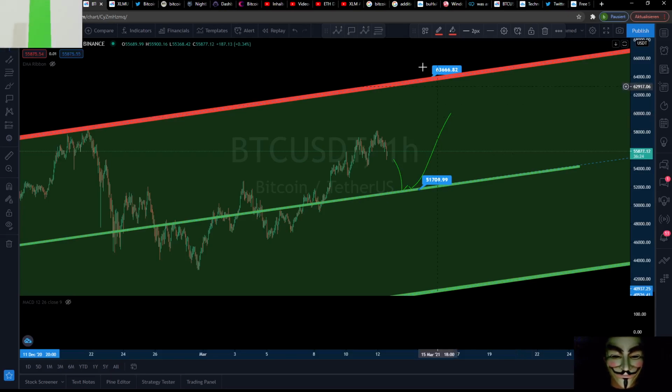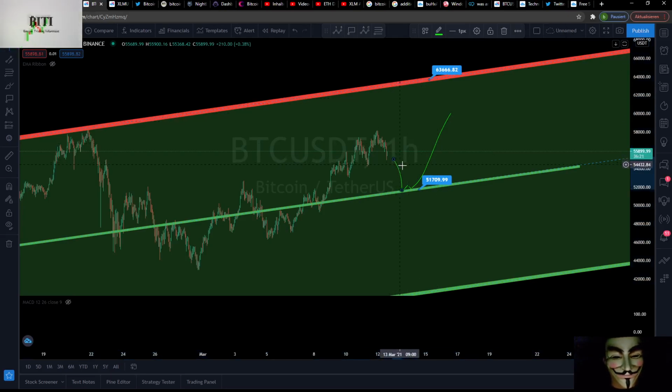So if Bitcoin will reach this line here to the upside, this red line, it's maybe not a bad point to sell your position and to take profit. And that's the main thing with these parallel channels. They are so important for us traders. They're so important to trade for you.